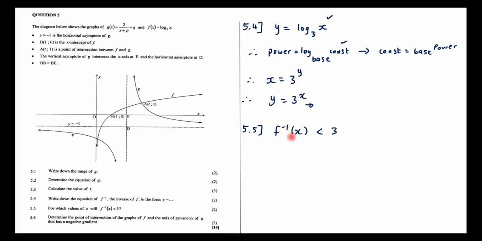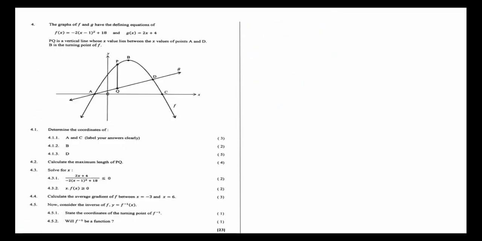Now what's the formula for the inverse? The formula for the inverse is 3 to the power of x. Now this is less than 3. Here we see that 3 to the power of x is less than 3 to the power 1, an inequality. So this can also be that x is less than 1. Remember on the exponential equations, the same is true when it comes to inequalities. So that is how we get our value.